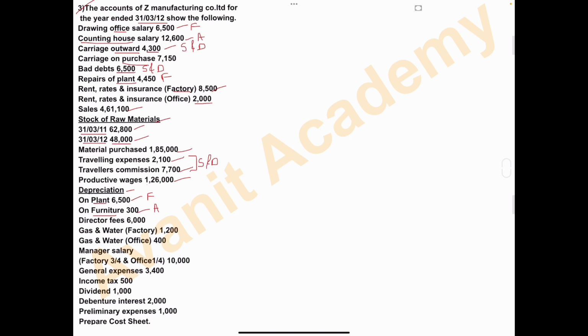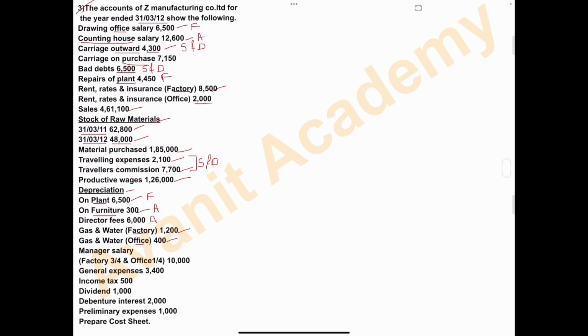Director fees, administrative overhead. Gas and water for factory, 1,200. Clearly they have mentioned factory, so we will take it under the head factory overhead. And the same item, gas and water for office, we will take under the head administrative overhead.